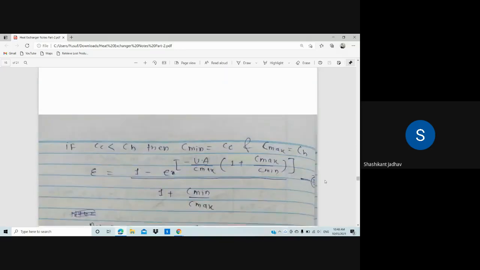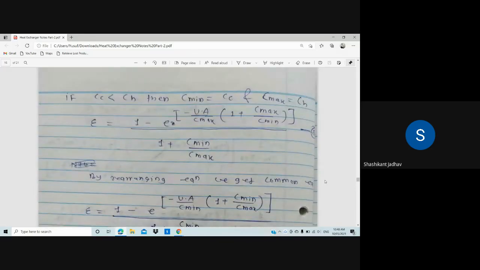Okay, so we get the equation number 7. All of you write down the equation number 7. Epsilon is equal to 1 minus e raised to minus UA upon C minimum into bracket 1 plus C minimum upon C max divided by 1 plus C minimum upon C max. This is the equation number 7. All of you write down. This is the first condition. ज्या वेळेला आपण काय कन्सिडर करणार आहे, CC is greater than CH.